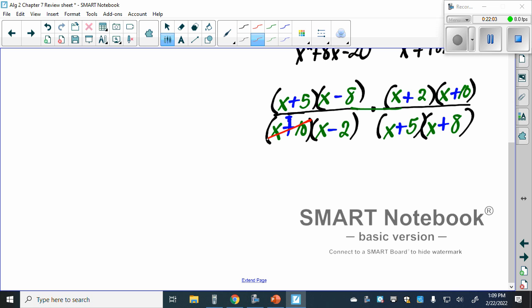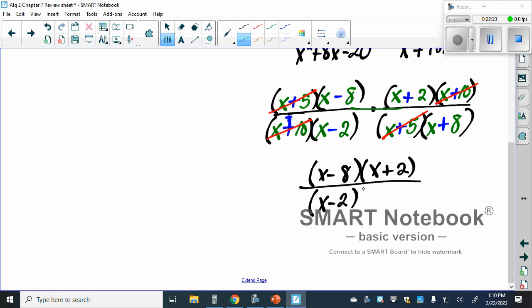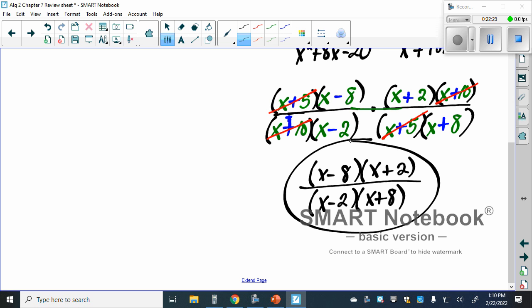Well, the x plus 10 and x plus 10 will cancel out. The x plus 5 and x plus 5 will cancel, leaving us with x minus 8 times x plus 2 over x minus 2 times x plus 8. And that there's as simplified as it gets.